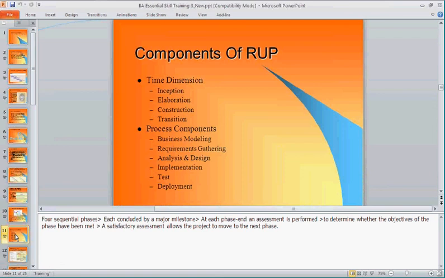All right? And in that dimension, there are 4 phases. Those phases are inception, elaboration, construction, and transition. Now, why are the names of these phases different? Remember, we are following the object-oriented approach, not the traditional approach, right? And because we are following the object-oriented approach, the names of the phases are different because the tasks and activities that we do in those phases are also a little different. The sequence is different. Yes, no, maybe.